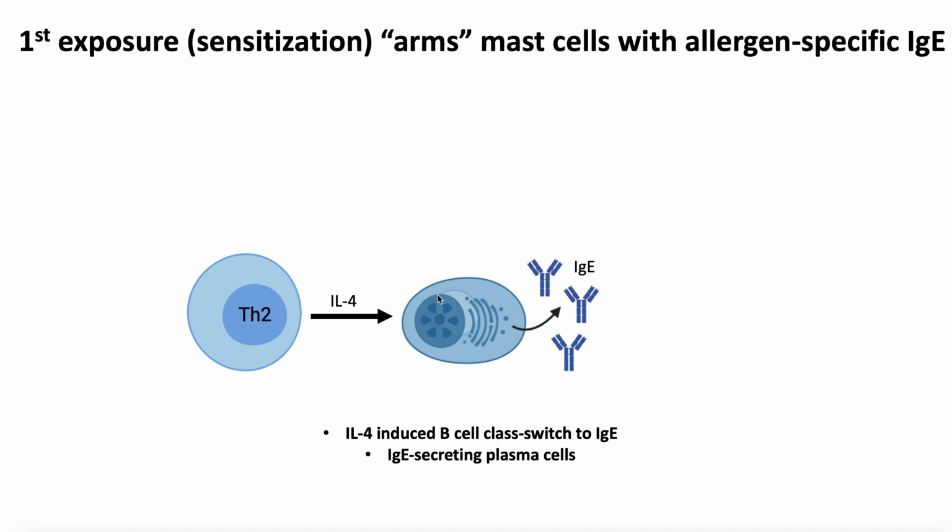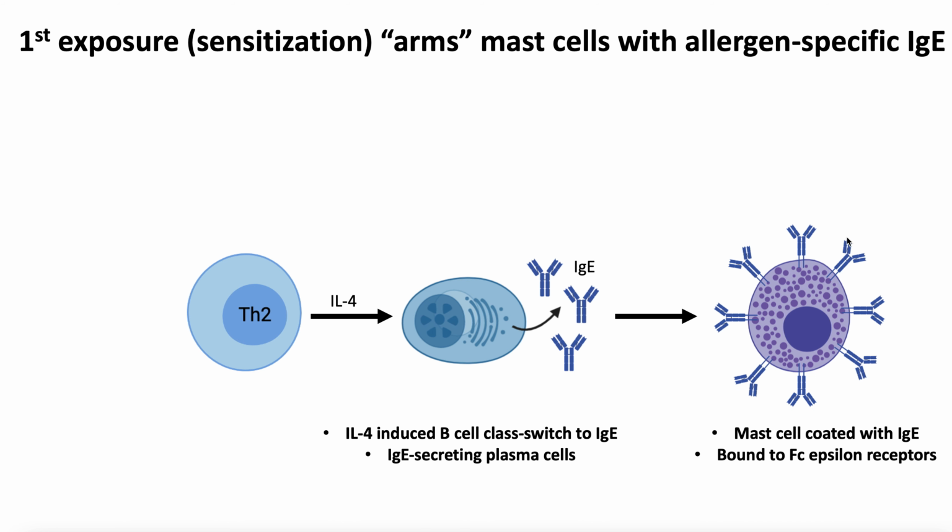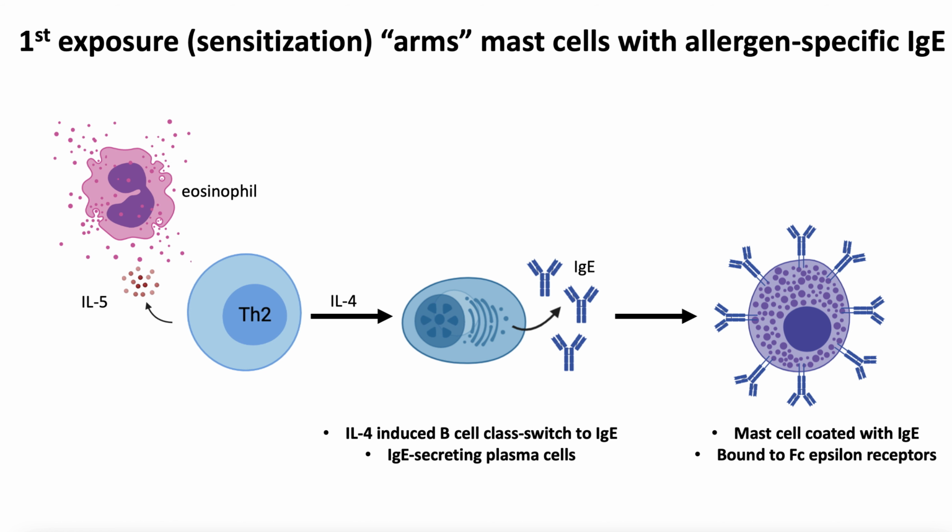These Th2 T cells in turn produce a lot of IL-4 themselves, and that IL-4 induces class switching of B cells and the induction of plasma cells that make lots and lots of IgE, now specific for that allergen. So again, IL-4 is important for B cell class switch to IgE. And this IgE can then bind to the surface of mast cells that express the Fc epsilon receptor. And these mast cells now are effectively armed. They're coated with IgE molecules specific for an allergen, and if they ever see that allergen again, they're going to be able to induce activation of that mast cell. So that's what happens on a second exposure.